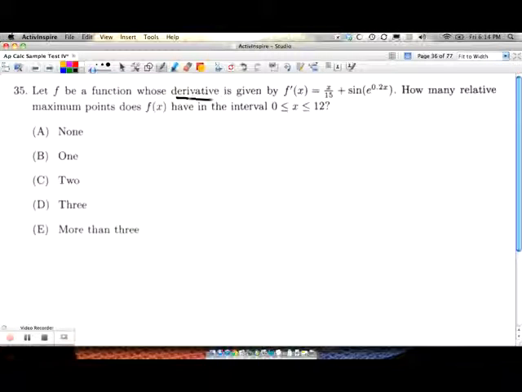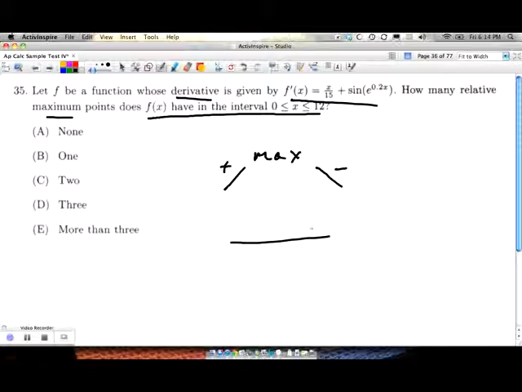Let f be the function whose derivative is given by this. How many relative maximum points does f of x have in the interval from 0 to 12? Oh, that's pretty easy. To know something's a max means that it was positive before, negative after. So we got to see when the derivative changes from the positive side to the negative side. Every time we see a line do this, we hit a max, because if it's above, then below, then it's a max. Why am I thinking in terms of derivative? Because that's what I'm given.